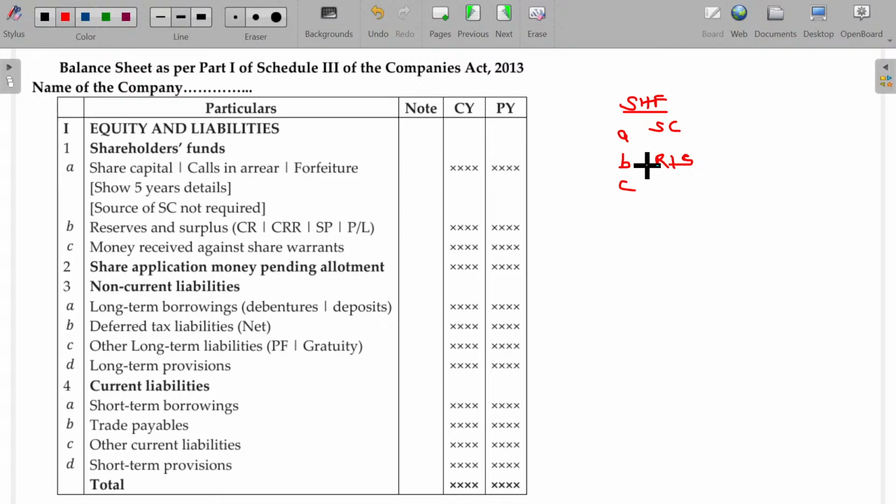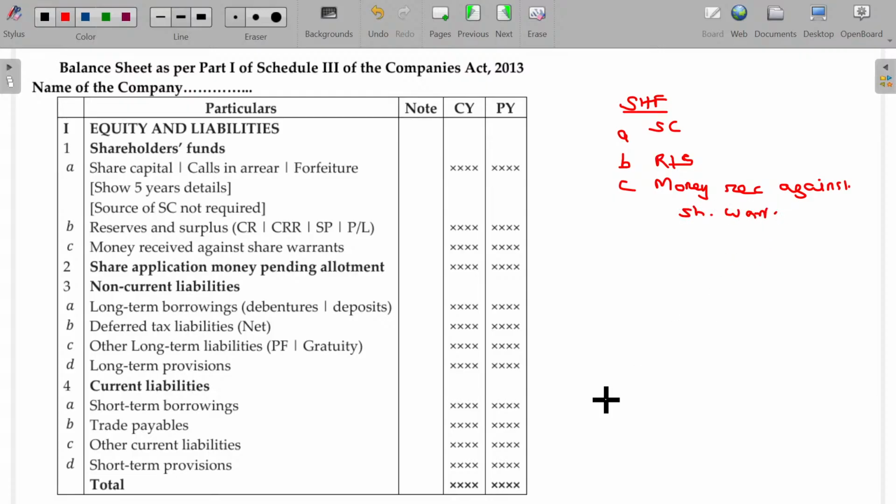Okay, it's very simple. In the liability side, you will start with the capital, and next you will start with the profits and losses accumulated up to the year end. And the third one is money received against share warrant.